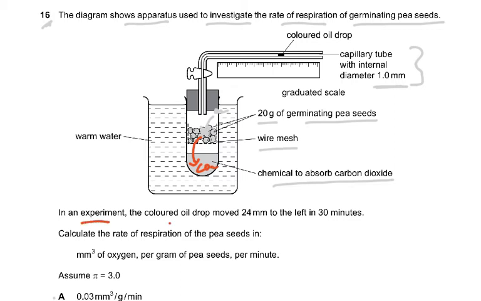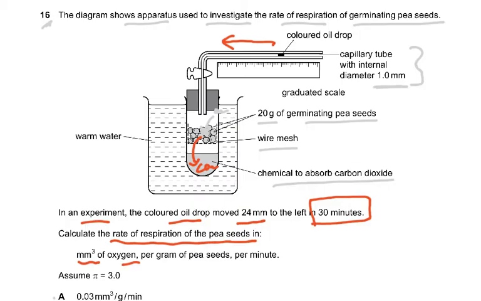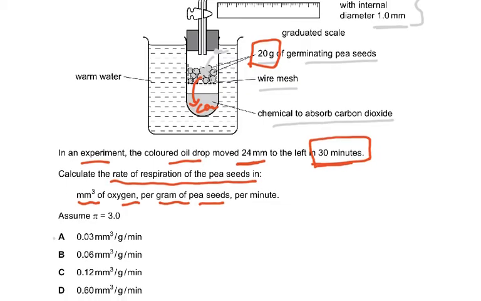In an experiment, the colored oil drop moved 24 millimeter to the left in 30 minutes. So 24 millimeter in 30 minutes. Calculate the rate of respiration of the pea seeds in millimeter cube of oxygen per gram of pea seeds per minute. So remember, we have 20 grams of pea seeds. So 24 millimeter, 30 minutes, 20 grams. Assume that pi is 3.0.